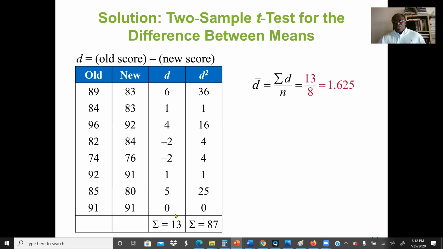So we know the D's now. To find the D bar or the D mean, we add all the D, which was 13. Then 13 divided by 8, the size is 8. So that gave me 1.625.